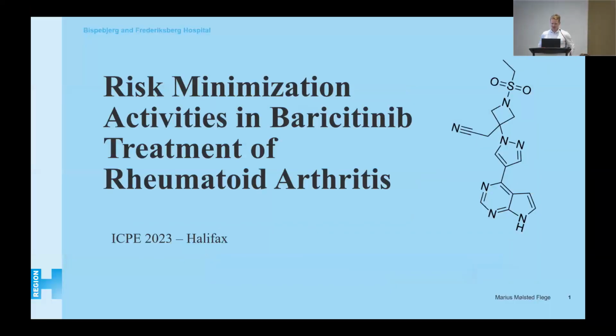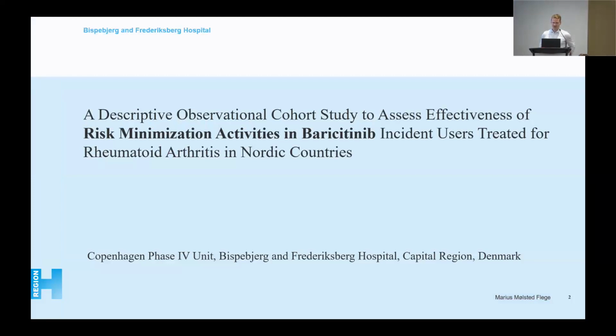So another risk minimization study. My name is Marius. I'm a medical doctor and researcher at the Copenhagen Phase 4 unit in the capital region of Denmark. Today I'm going to talk about risk minimization activities in baricitinib treatment of rheumatoid arthritis, or RA, or the more official title, Descriptive Observational Cohort Study to Assess Effectiveness of Risk Minimization Activities in Baricitinib Incident Users Treated for Rheumatoid Arthritis in Nordic Countries.